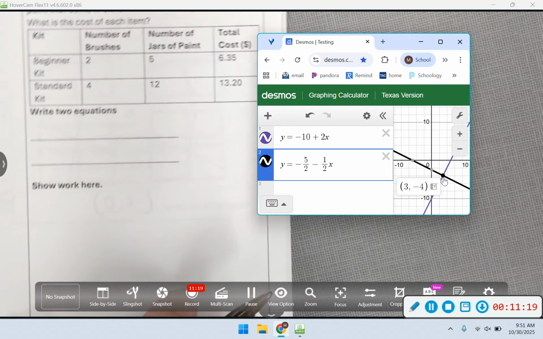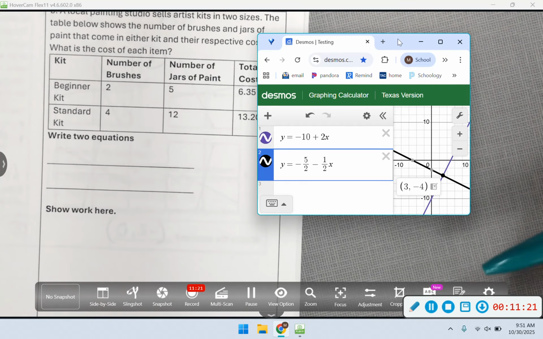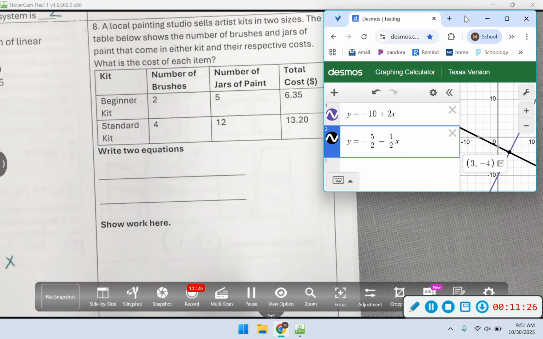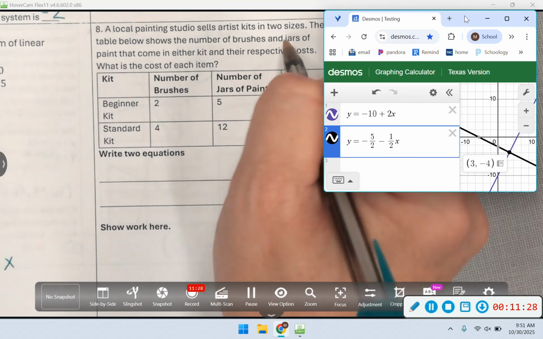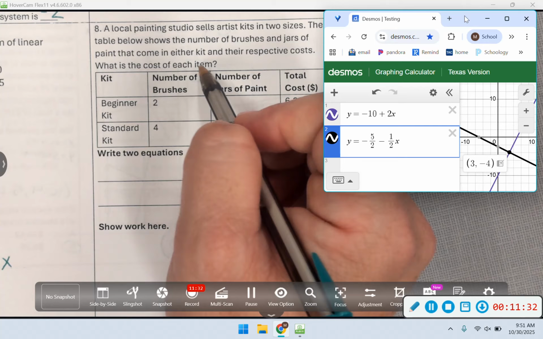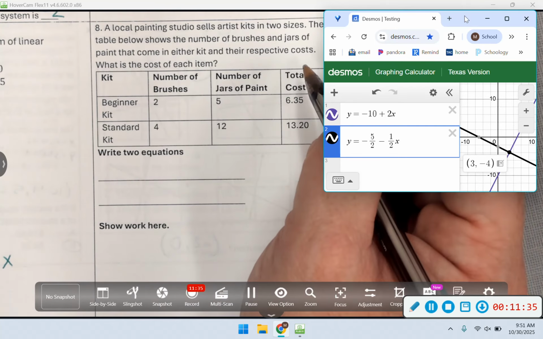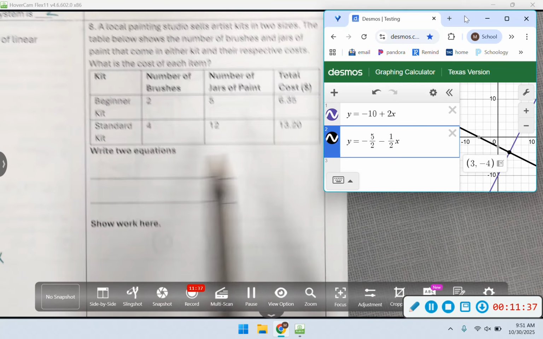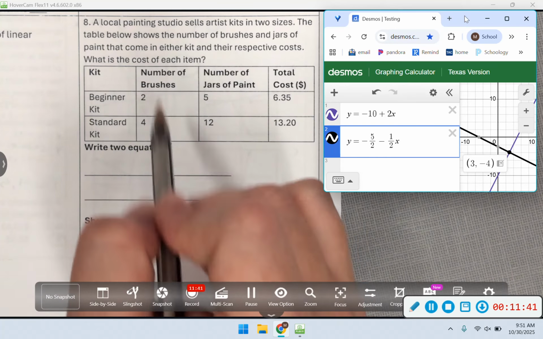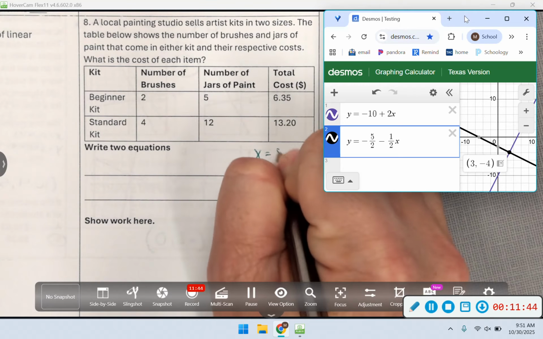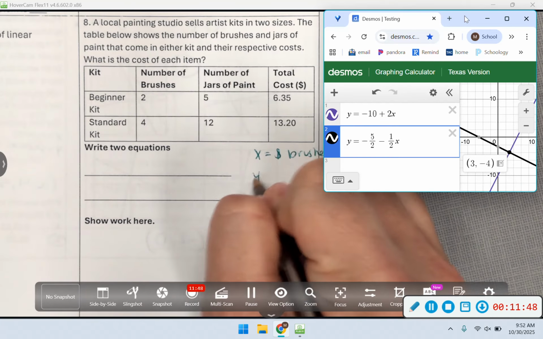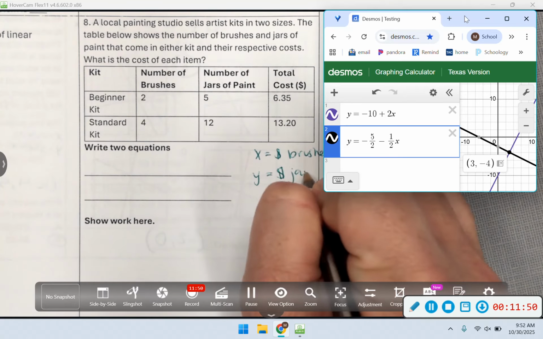Okay. Here it says a local painting studio sells artist kits in 2 sizes. The table below shows the number of brushes and jars of paint that come in either kit and their respective costs. What is the total of each item? Well, this is kind of like that one we did as a warm-up. Now, I want you to realize we don't know the cost of the 2 items. So we have brushes, so we can have x be the cost of brushes, and then we have jars of paint. So y equals the cost of jars.